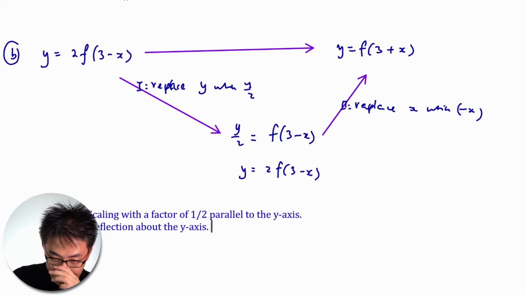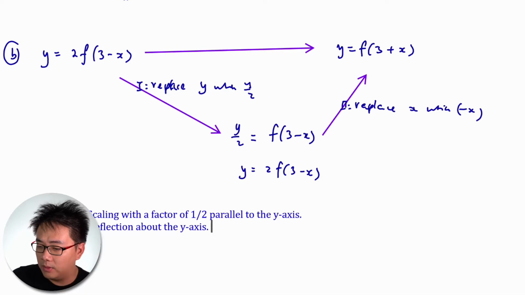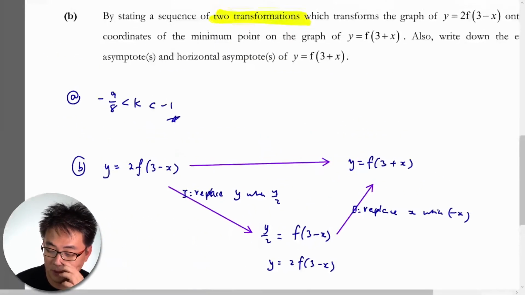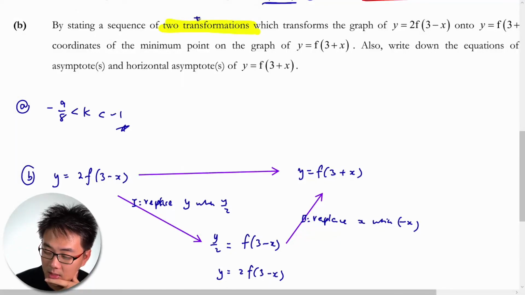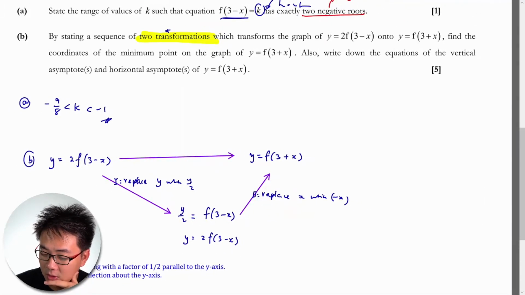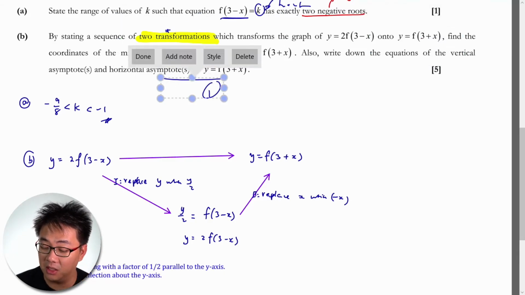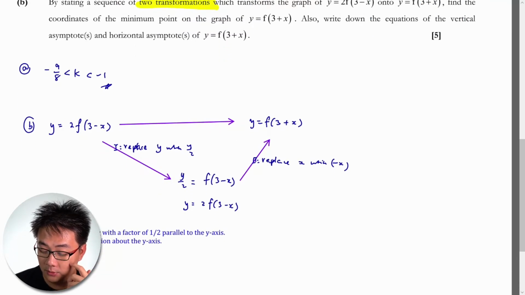Then find the coordinates. You need to state the two transformations first, because that's the first 2 marks. Then after that, find the coordinates of the minimum point of the graph, and write down the equations of the vertical asymptote and horizontal asymptote. So this is 1 mark, this is 2 marks, this is 1 mark, and this is 1 mark. Just nice 5 marks. It's really a giveaway if you don't take it.